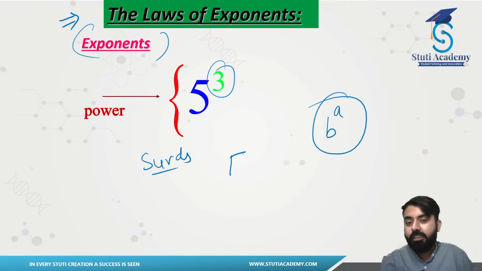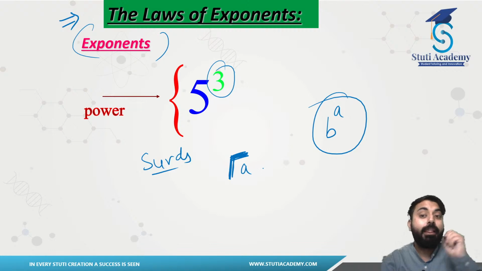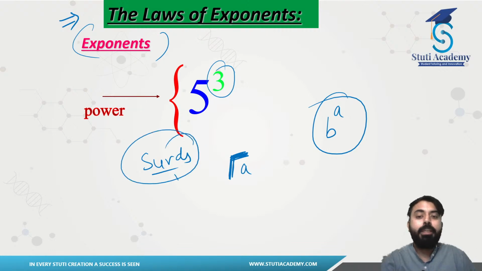Surds are generally your irrational numbers. So there is one more term to represent your irrational numbers. Let's say square root a. That will be the case of surds. They will be incomplete square roots, whereas your exponents can be your complete whole powers. Let's say 5 raised to power 3, 2 raised to power 3.